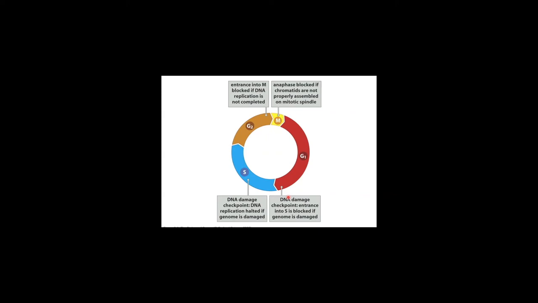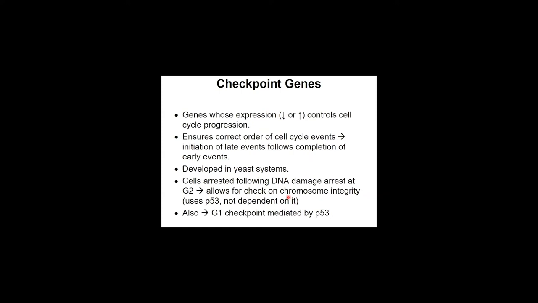So therefore, we've defined these things called checkpoint genes. Their expression going up or down controls cell cycle progression. It ensures the correct order of the events that occur during the cell cycle. And it was first identified in yeast and then applied to humans. As I said already, the G2 checkpoint is probably the most important, and the secondary one is the G1 checkpoint. G1 is mediated almost exclusively by P53.